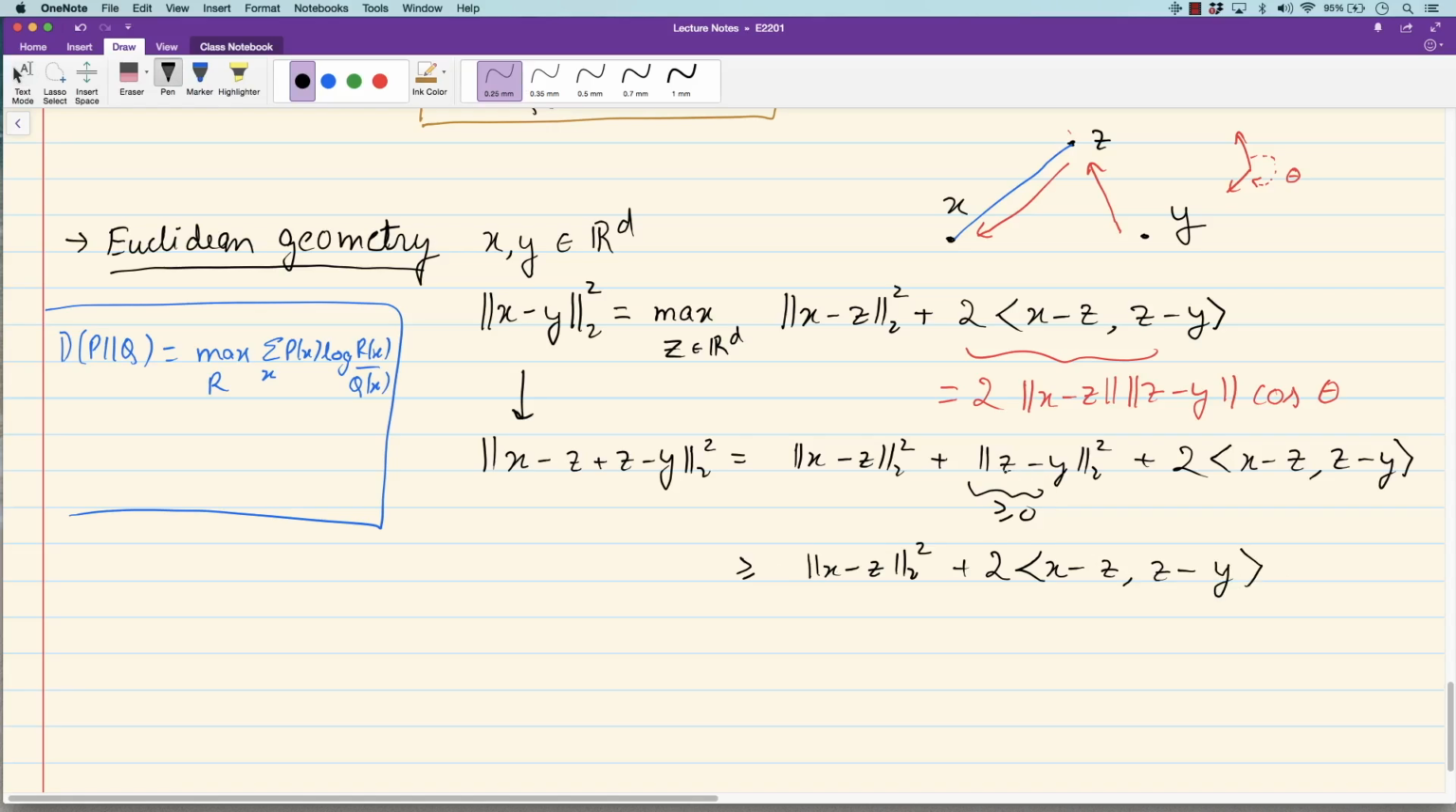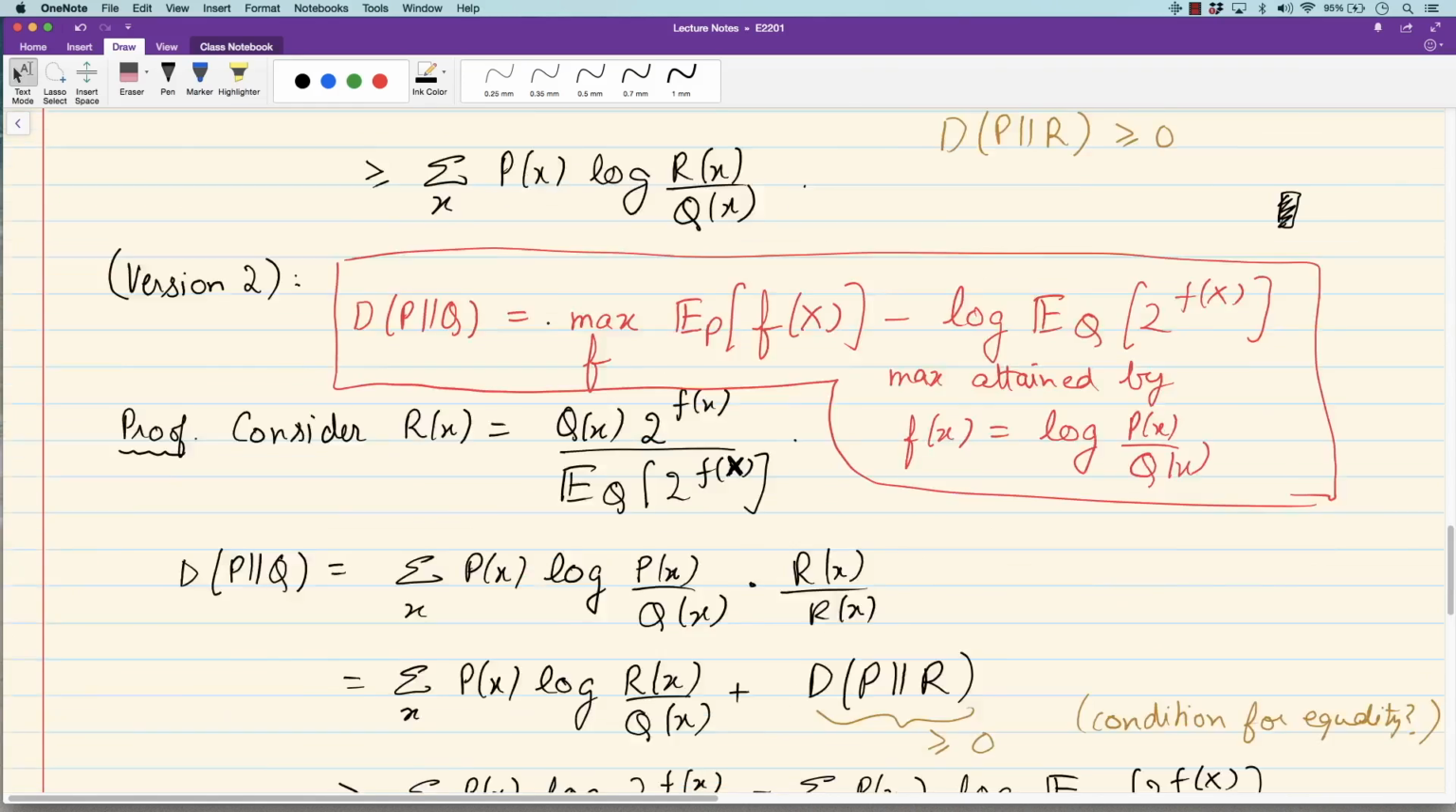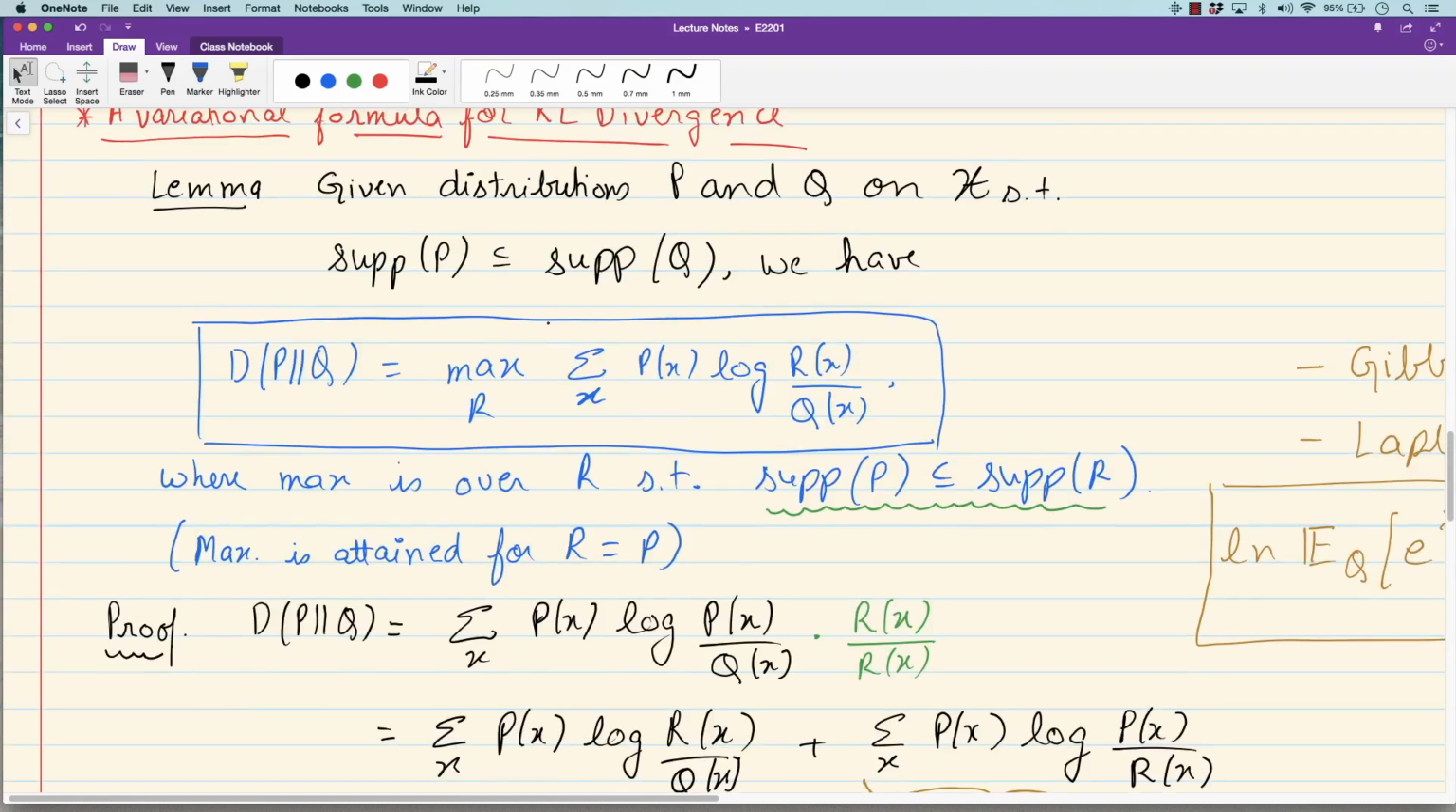And which is the maximizing z? Well, that's z equal to y, because that's the only way this guy is 0. So when z equals y, this guy is 0 and this becomes x minus y square. So this is also a variational formula for x minus y square, the Euclidean distance square. And this formula, basically its corresponding thing in the information geometry world.